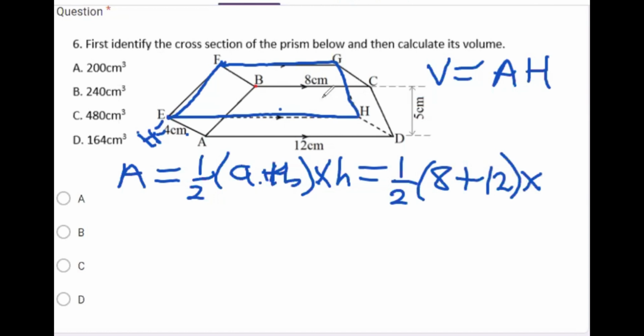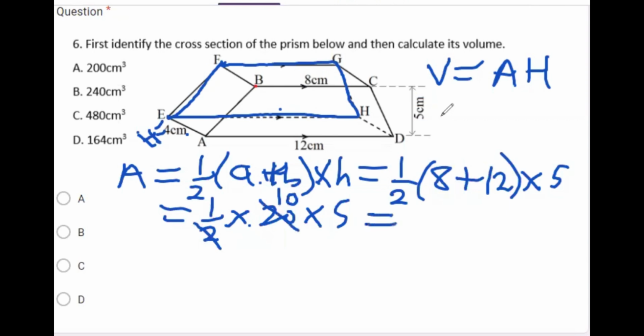The height of the trapezium is the perpendicular distance between the two parallel sides. That's what is given outside here, and that is 5. So if we simplify this, we have 1/2 multiplied by 12 plus 8, which is 20, multiplied by 5. But 2 goes into 20, that is 10. If you use 10 to multiply 5, you have 50 centimeters squared. That's the area of the trapezium, which happens to be the cross section of this prism. Hence, we can find the volume.